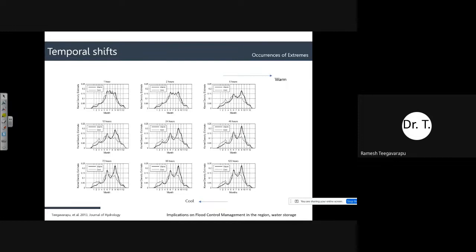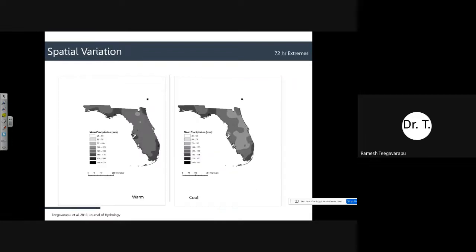Now, what we have seen when we did that whole analysis, we are seeing that as the time increases, there is a shift in the extreme precipitation occurrences when they are occurring. So slowly we started to see these bimodal occurrences for warm phase, and for cool phase you are seeing more extremes in the initial months, that is the dry season. So that means in the dry season we still have some flooding risk, because cool phase brings more extremes in the months of February to March and so on. The spatial variation is very evident. You can see that most of Florida receives more rainfall in warm phase compared to cool phase.